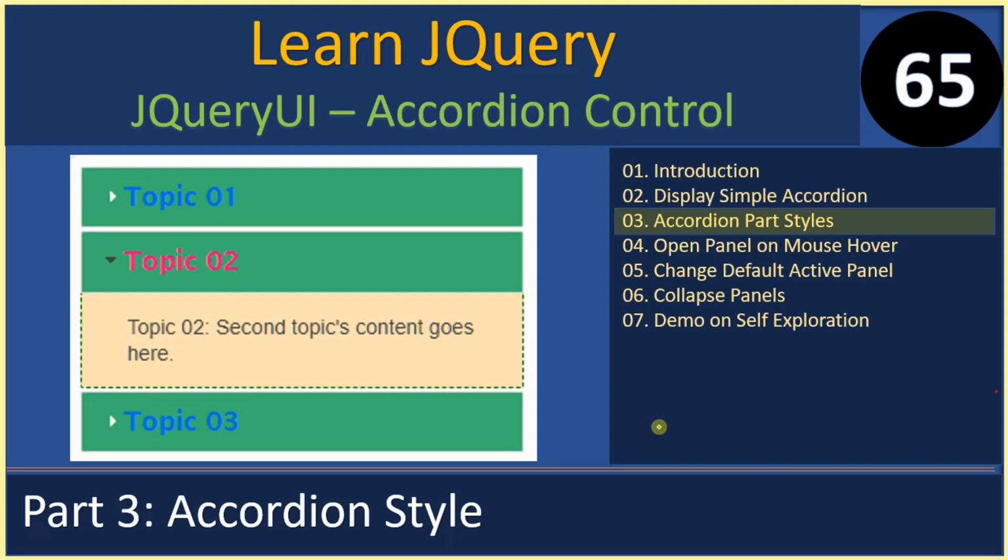In this video, we will see how we can change part of the accordion control's style. This needs understanding the widget's cascading style sheet rules. And once you know the rule, then you can reformat it. Alright, now let's dig into this video.